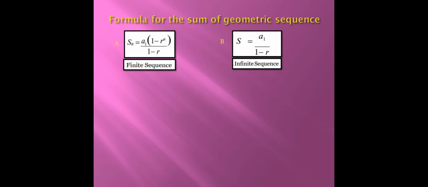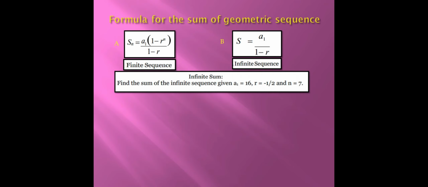Okay, so another example. Yan. For the infinite, so find the sum of infinite sequence given A sub 1 equals to 16. The common ratio is negative 1 half and N equals to 7. So, gaya ng sabi natin kanina, so N is not needed for finding the sum of infinite sequence. Pero sa module natin, dahil given yung N, so kinapi ko na rin, no? N equals to 7. But this is not important.